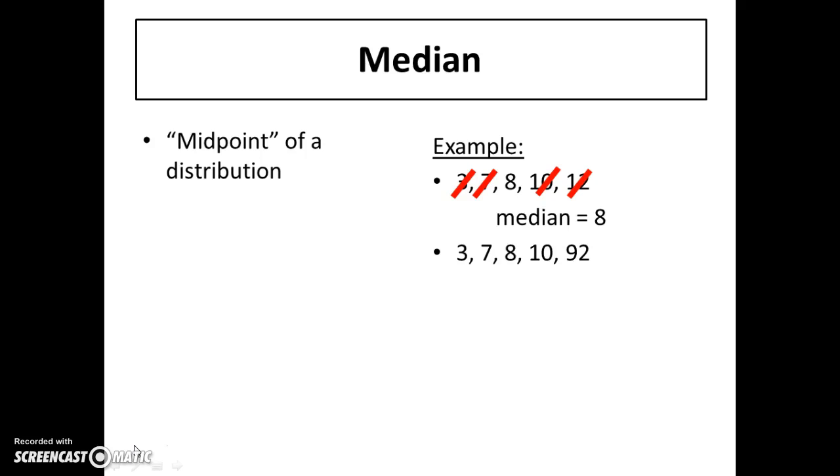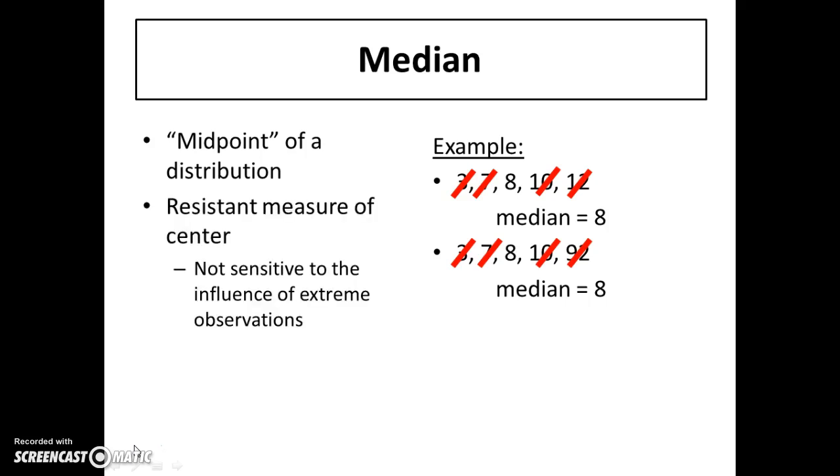So now, let's look at what happens if we change that 12 to a 92, the same way we did when we calculated the mean. Okay, my median is still 8. So the median is not impacted by that big number the same way that the mean was. And for this reason, we call the median a resistant measure of center. It is not sensitive to the influence of extreme observations. So even if that 92 were changed to a 10,000, right, the median of this data set would still be 8.